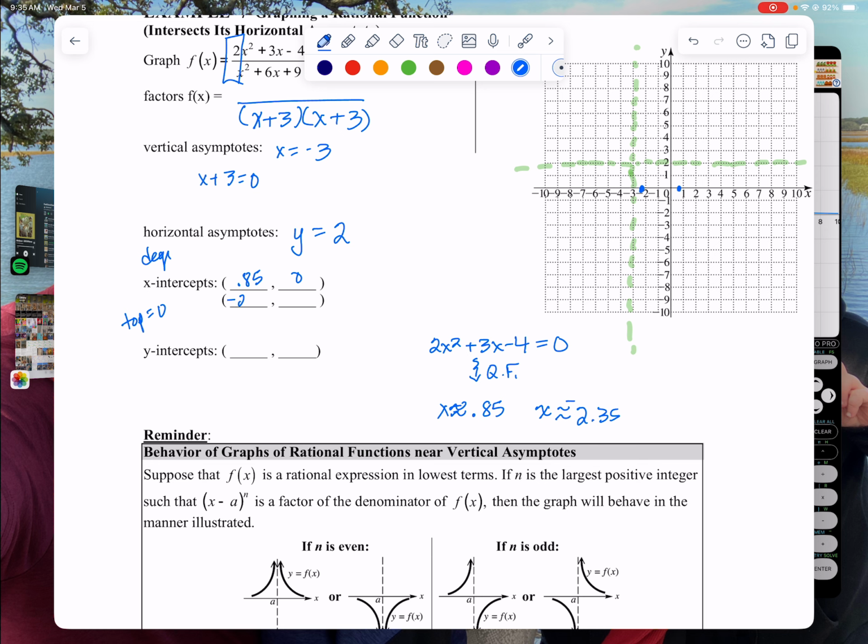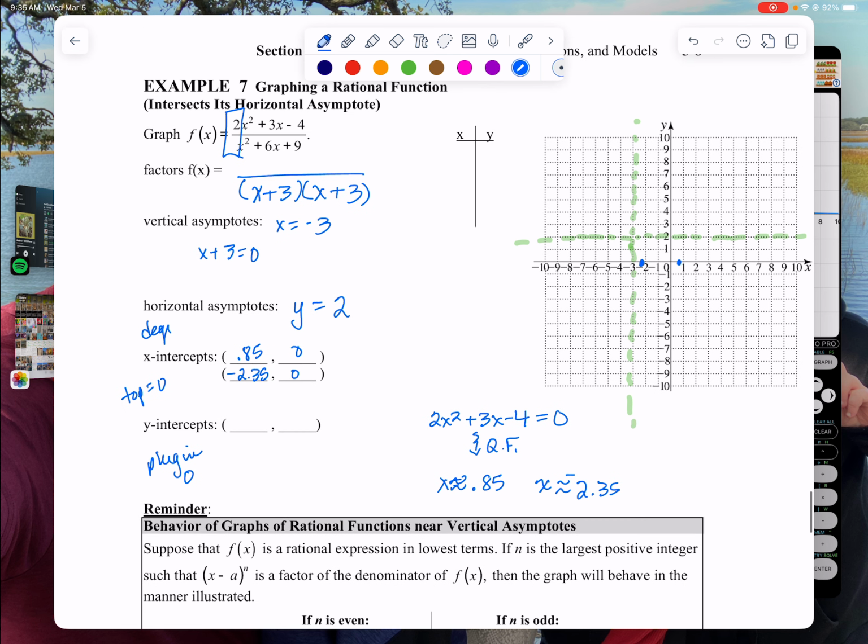My y-intercepts, remember we just plug in 0. So when you plug in 0, notice that means all of this is gone. So everything is gone except my -4/9. So that's going to be my intercept, -4/9. So that's about almost a half, right? So that's about right here.